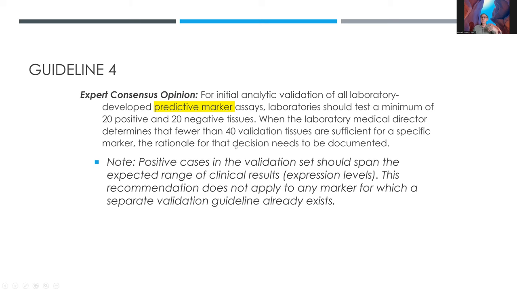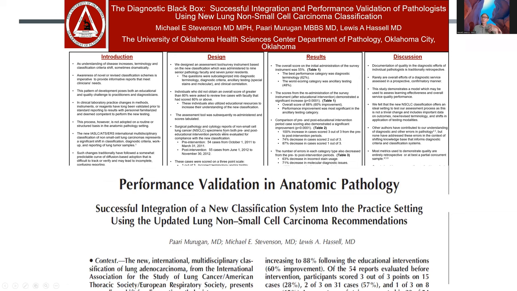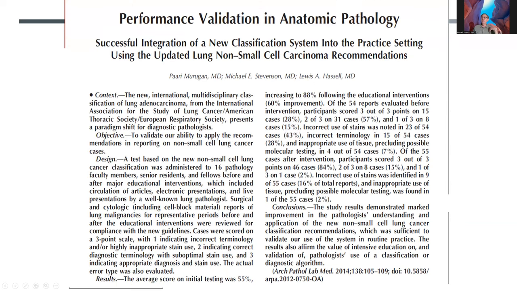You also need to look at your pathologists. This is a study that people from my institution developed to look at how pathologists applied a new classification system, non-small cell carcinoma of the lung. We looked at several different things, and these were then summarized and published in the Archives of Pathology, which showed that with education, we could get our performance up to an acceptable level of adherence to and consistency with the classification system. But prior to that validation and education, we were all over the map, and it was really not very pretty.